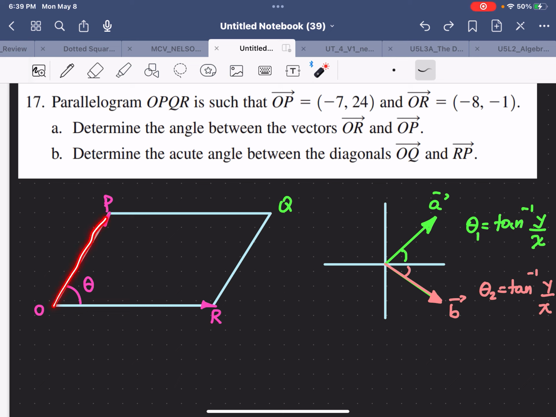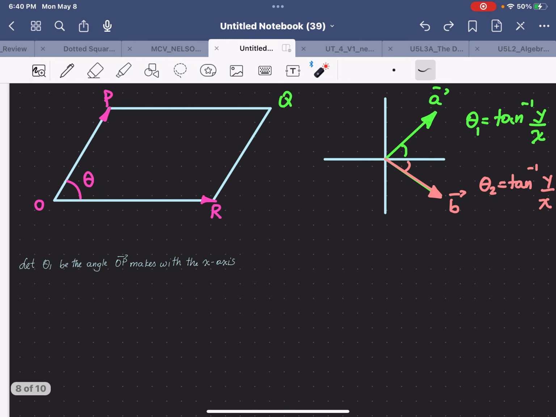So to find the angle made between vectors OP and OR, we will have to find the angle that OP makes with the x-axis and the angle that OR makes with the x-axis, and then figure out what this angle would look like and what the measurement would be. We need to give a name to those angles. We're going to let theta 1 be the angle that vector OP makes with the x-axis, and theta 2 will be the angle that vector OR makes with the x-axis. Recall that coordinates of OP are negative 7, 24. Coordinates of OR are negative 8, negative 1.